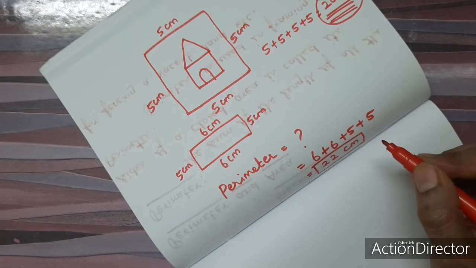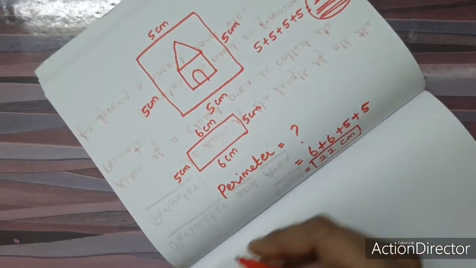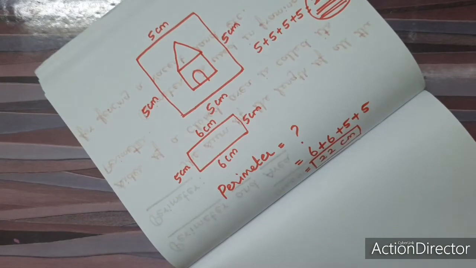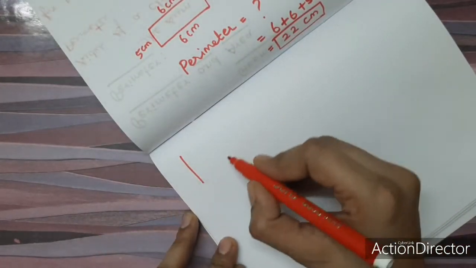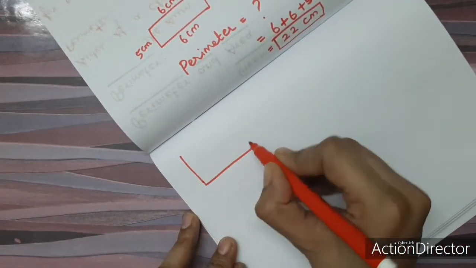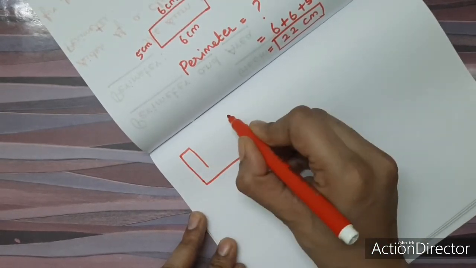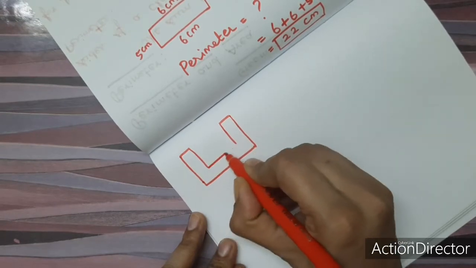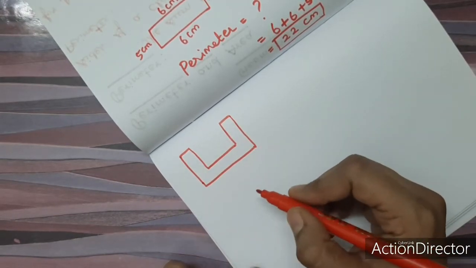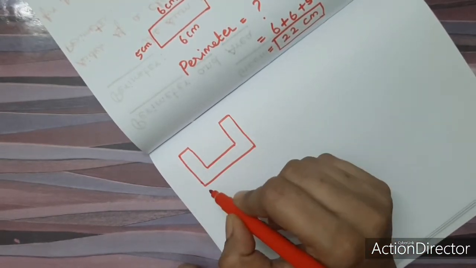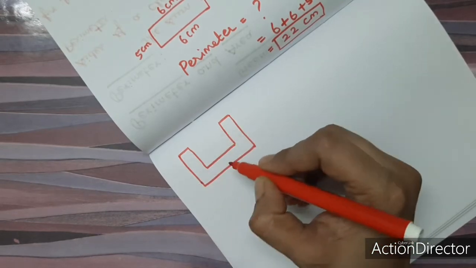Okay, so we shall see one more example of how to find the perimeter. Suppose consider I'm drawing this picture. This is a closed figure. All sides are closed. Nothing is open.